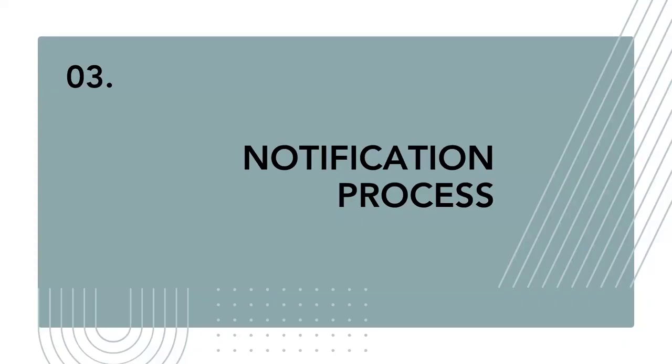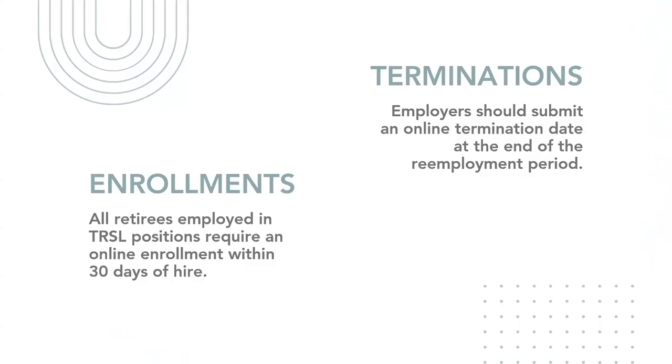And with that, we'll move on to our notification process. The big thing with notifications is you have to submit an enrollment for every TRSL position. This is going to be any retiree, whether they're employed directly or through corporate contract or contract, they have to be enrolled in EMIS. And this needs to be done within 30 days of hire, or you are subject to an overpayment. You also will have to submit a termination for every enrollment that you put out there in EMIS.